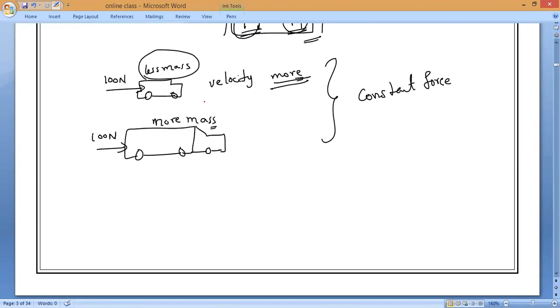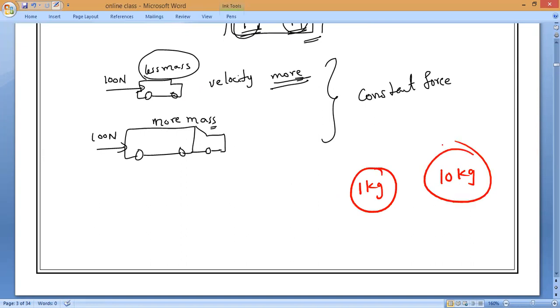Less mass. Because, for example, I have given you a 1 kg stone and a 10 kg stone. Which one can we throw easily? 1 kg. Why 1 kg? Because of its less mass. Understand? So that is what you have to remember.